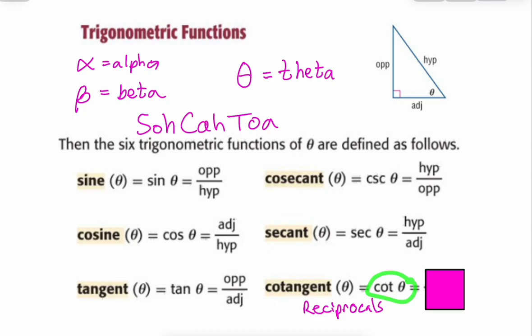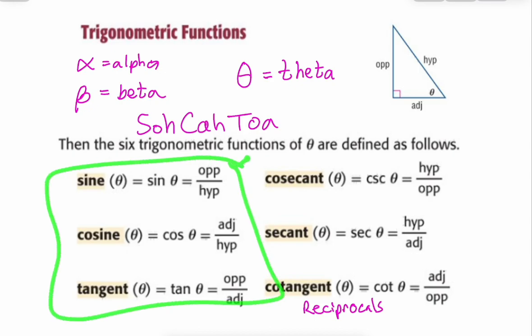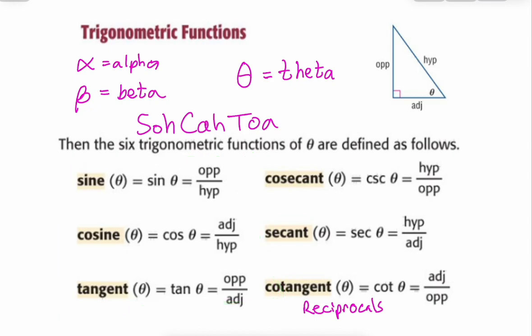The abbreviation you want to use for cotangent is COT. Don't say cot. That is cotangent, and it uses the fraction adjacent over opposite. So if you memorize these three facts, sine is opposite over hypotenuse, cosine is adjacent over hypotenuse, tangent is opposite over adjacent, then just memorize who is a reciprocal of each other, and then you get to flip it upside down.